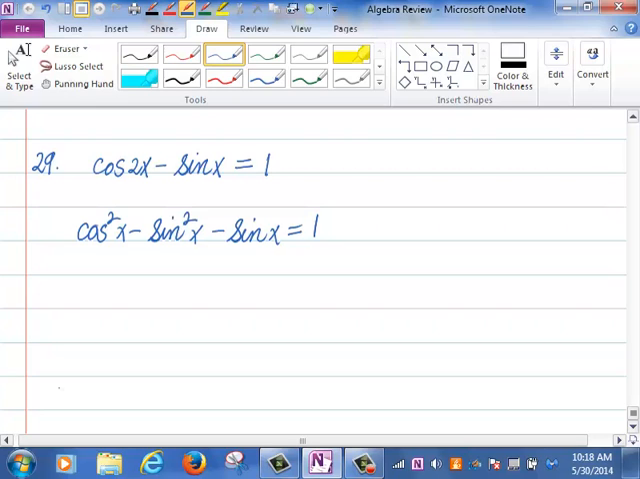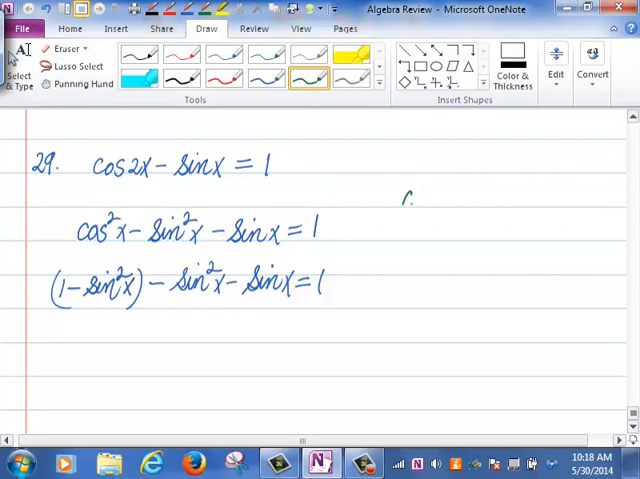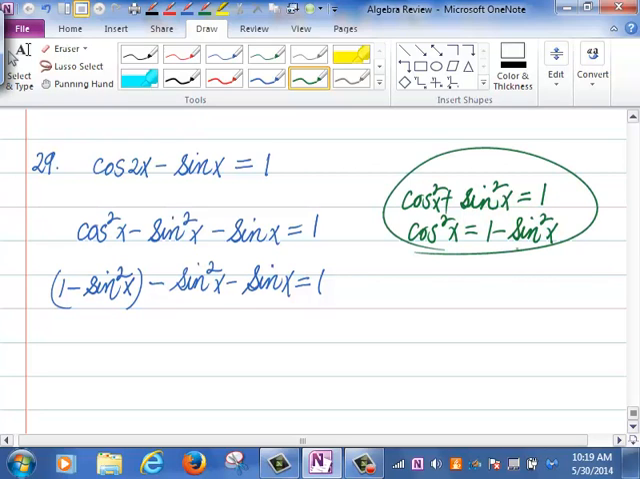Now, cosine squared, isn't that the same as 1 minus sine squared? You guys agree with that? Remember, how do I know cosine squared plus sine squared is 1? So I can say cosine squared is 1 minus sine squared, right? Let me write that down here. Cosine squared x plus sine squared x is equal to 1. So cosine squared x would be 1 minus sine squared x. So that's what I'm using here.